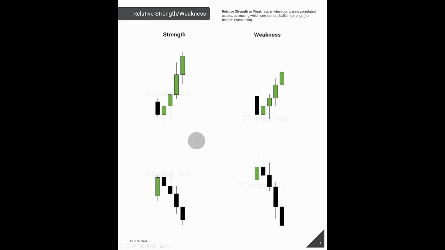So what is relative strength or weakness? Relative strength or weakness is when comparing two assets, one is more bearish or bullish than the other. So for example here, in comparing these two charts, it's pretty easy to see that this chart is more bullish than this chart. So this would be relatively stronger in comparison to this one. Similarly, as we move down here, when you compare this chart to this chart, this one is much weaker. So I would say that this was relatively weaker in comparison to this chart. So let's look at a few examples explaining this.